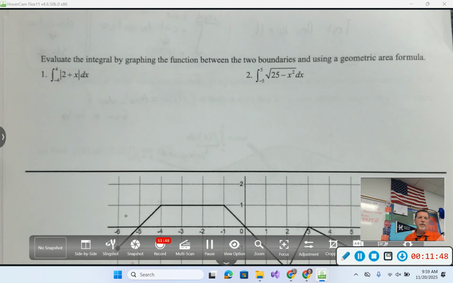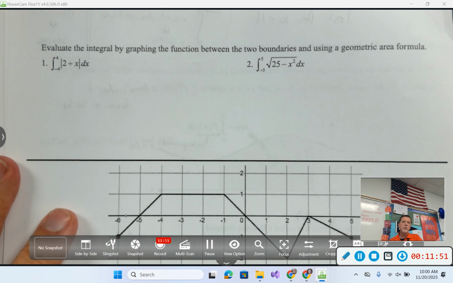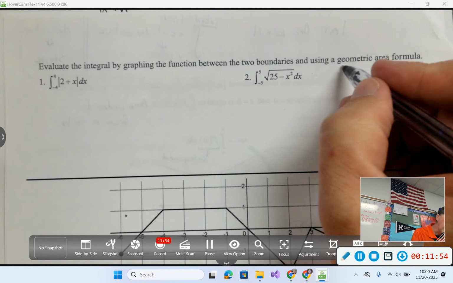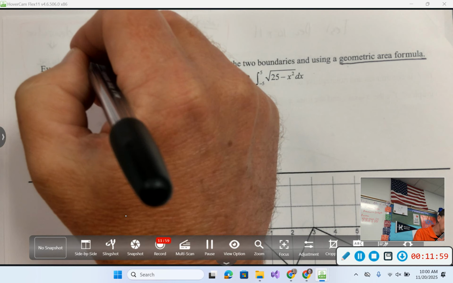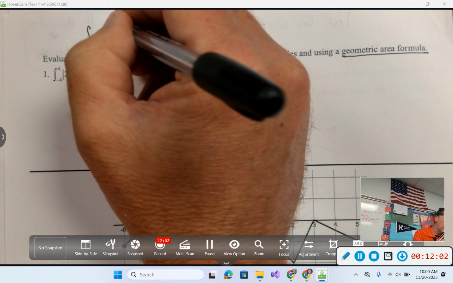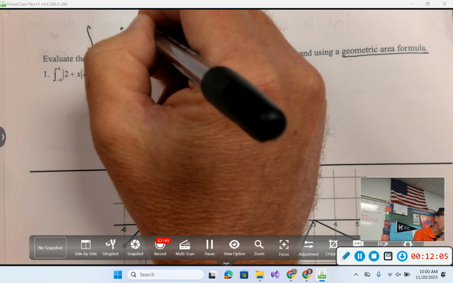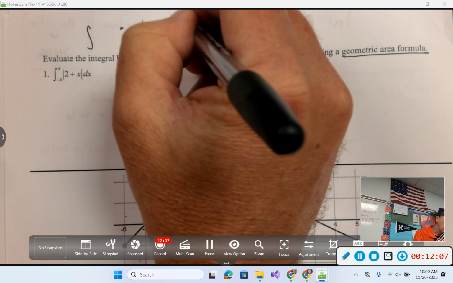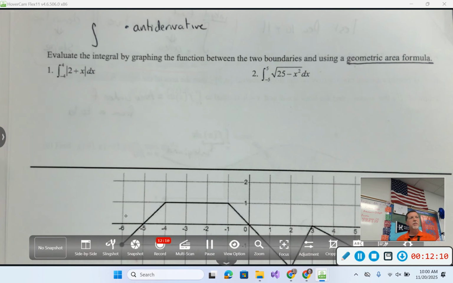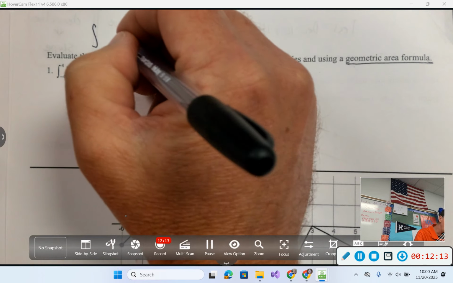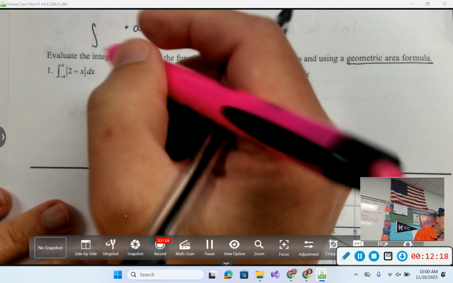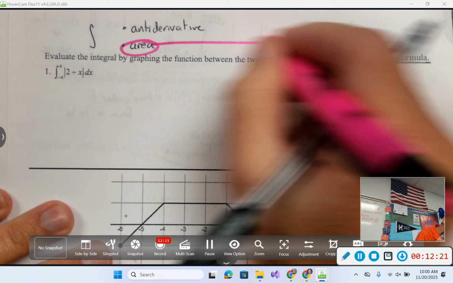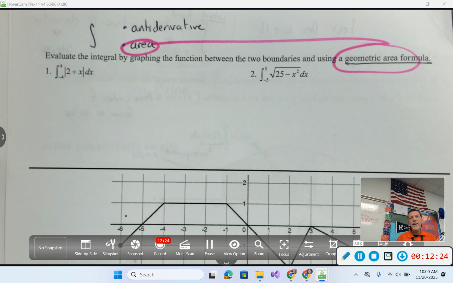All right, evaluate the integral by graphing the function between the two boundaries and using a geometric area formula. Okay, so remember that integral means two things. It means antiderivative. We'll do a bunch of those. You did a bunch of those already. But it also means area. So these two problems, we're not really going to take an antiderivative. We're going to find the area using geometry.